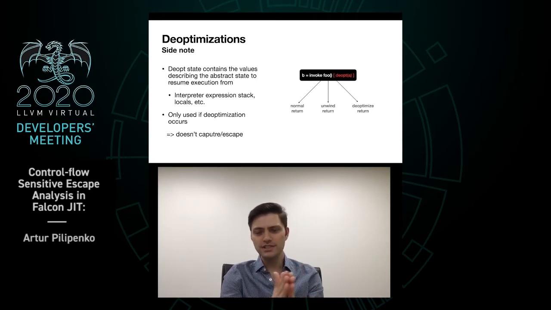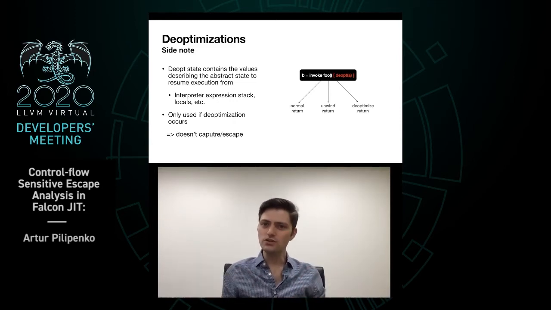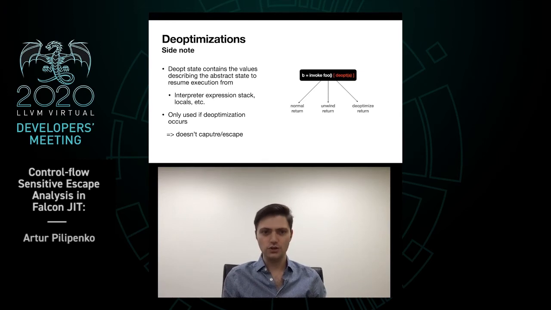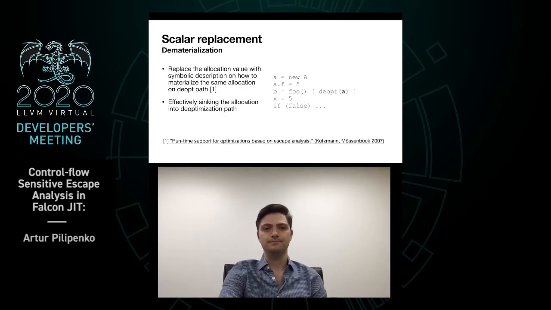So the deopt state in deopt bundle contains the values describing the abstract state to resume the execution from. It contains interpreter expression stack, locals, things like that. And these values are only used if deoptimization occurs. So they do not capture or escape, but these uses prevent elimination of the allocation.